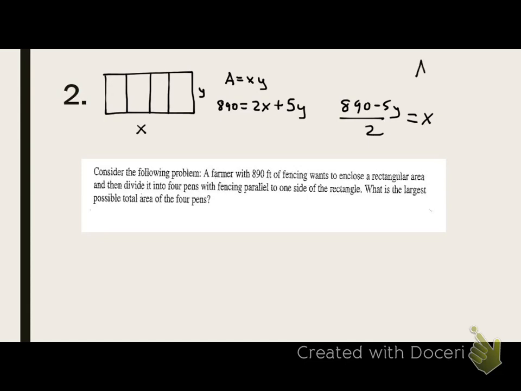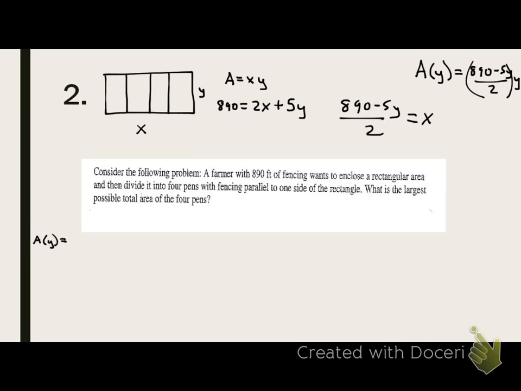So the area with respect to y would equal 890 minus 5y divided by 2 for x times y, and I would just distribute that y through. You guys agree with me on that? I would get this. I'm all over the place here. I know. I apologize, guys. It's hard to write on this screen. So let's go area with respect to y.